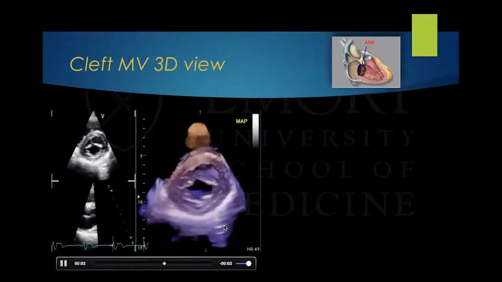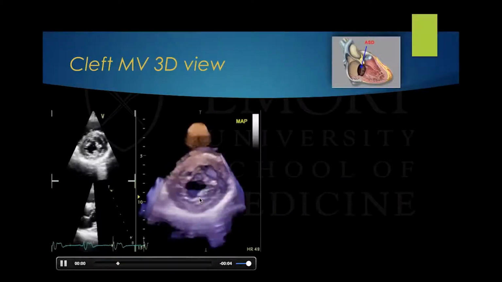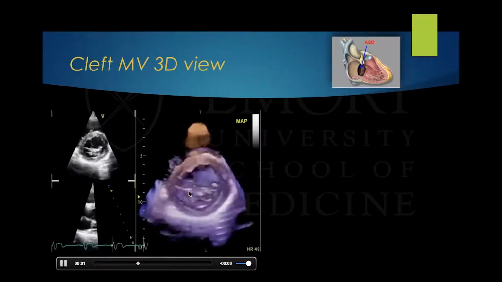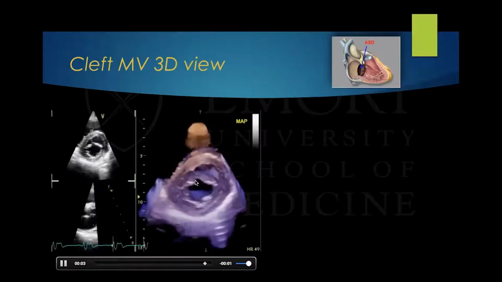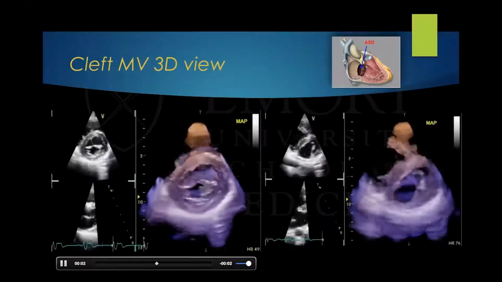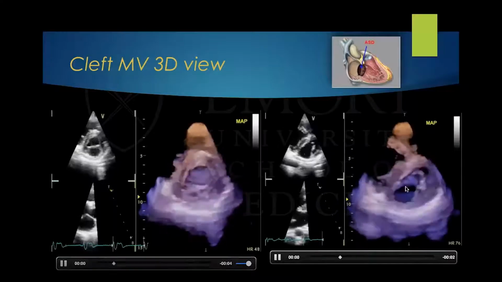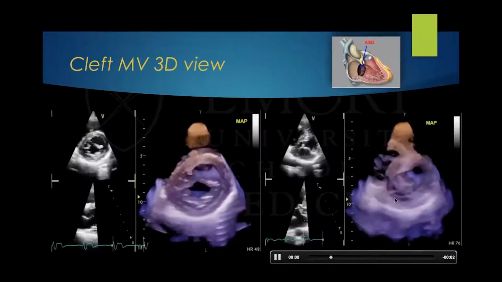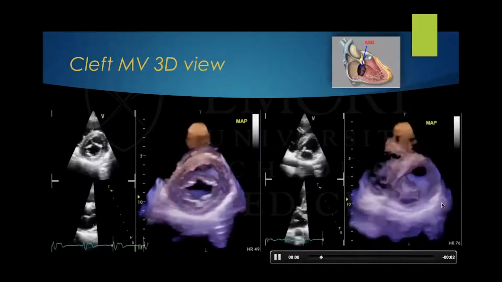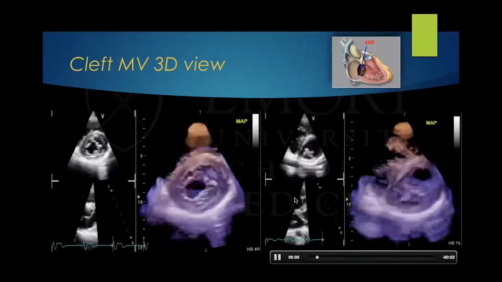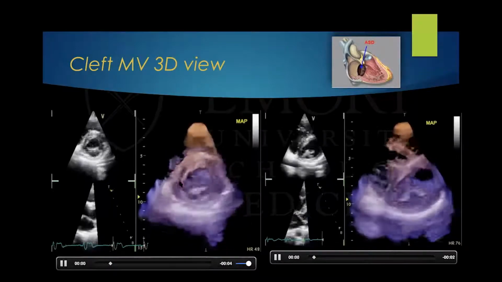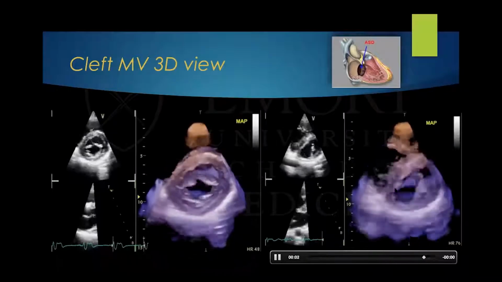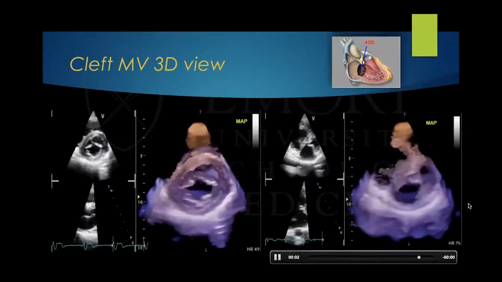With the 3D, we can appreciate the different degrees of cleft along the anterior leaflet of the mitral valve. For example, here you see that there is a small cleft compared to this other case where the cleft goes all the way deep into the curtain of this anterior leaflet of the mitral valve. Also notice that there are a lot of cords attached to the septum. Usually the mitral valve should not have any cords attached to the interventricular septum.